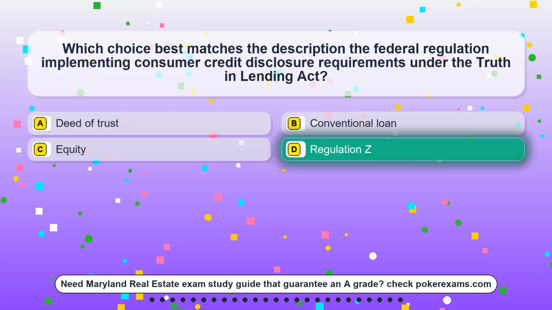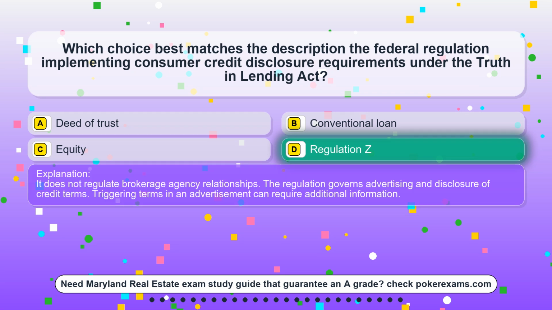The correct answer is option D, Regulation Z. It does not regulate brokerage agency relationships. The regulation governs advertising and disclosure of credit terms. Triggering terms in an advertisement can require additional information.